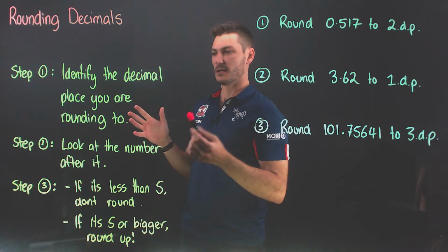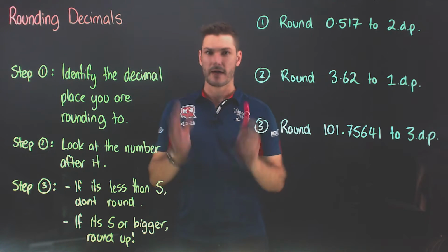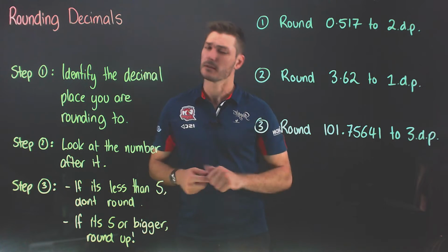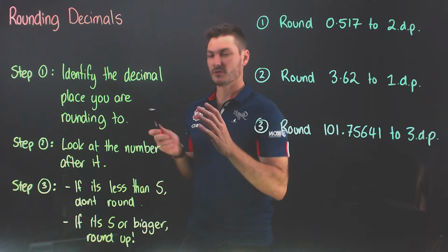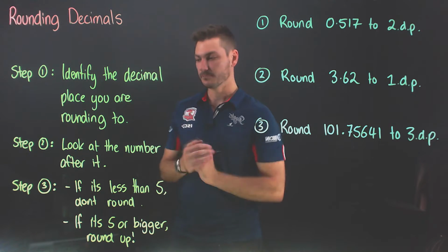So step number one is to identify the decimal place you are rounding to. If you haven't quite looked at place value yet, make sure you do that. There's plenty of videos online, maybe one by myself by the time this is out. But we need to identify place value first, or how many decimal places we're rounding to.